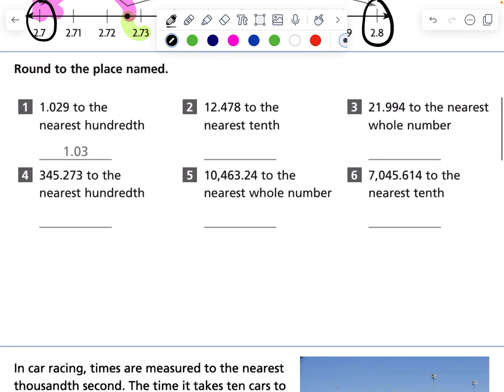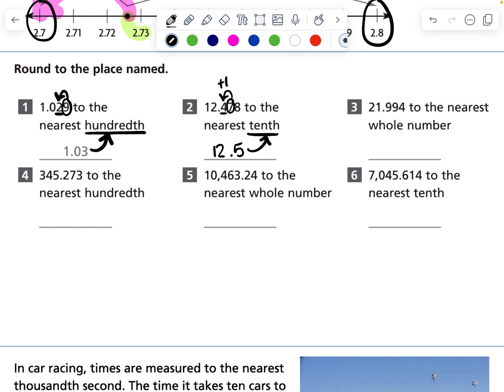As we look at each decimal place, the most important thing to remember is to find the place number and then look right next door. If I look at the place value position in the hundredths and look right next door, I know that that 9 tells me to round up. I now have 1 and 3/100. Number 2 says round to the nearest tenth. Find your number, look right next door. 7 tells me to round 1 up. I now have 12 and 5/10.